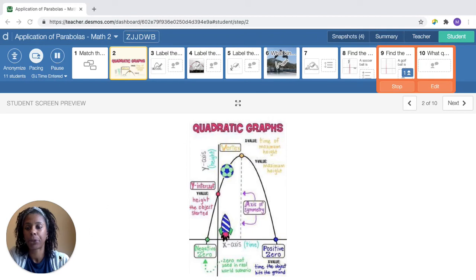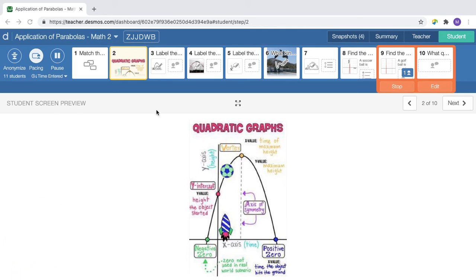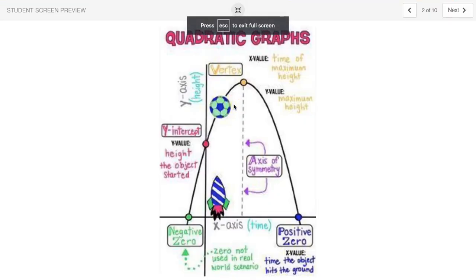We are going to be learning about quadratic graphs. So here is a poster that kind of outlines all the parts of a quadratic graph when it relates to word problems.